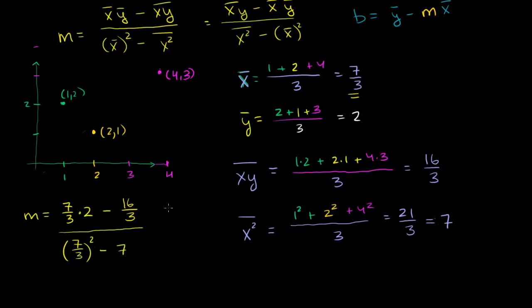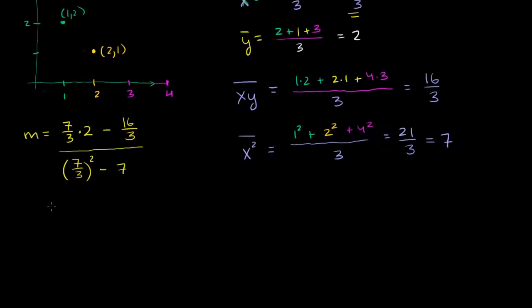And now we just have to do a little bit of mathematics here. I'm tempted to get out my calculator, but I'll resist the temptation. It's nice to keep things as fractions. So let's see if I can calculate this. This is going to be equal to 14 over 3 minus 16 over 3, all of that over, this is 49 over 9, right? 7/3 squared is 49 over 9. And then minus 7. If I wanted to express that as something over 9, that's the same thing as 63 over 9. And so in our numerator, we get negative 2 over 3.